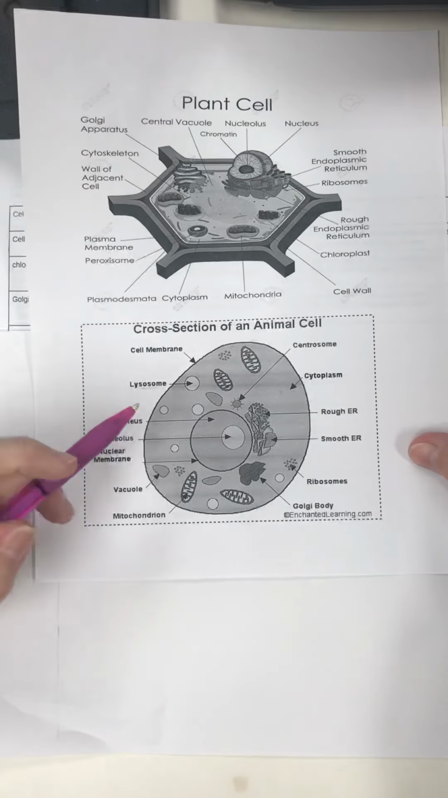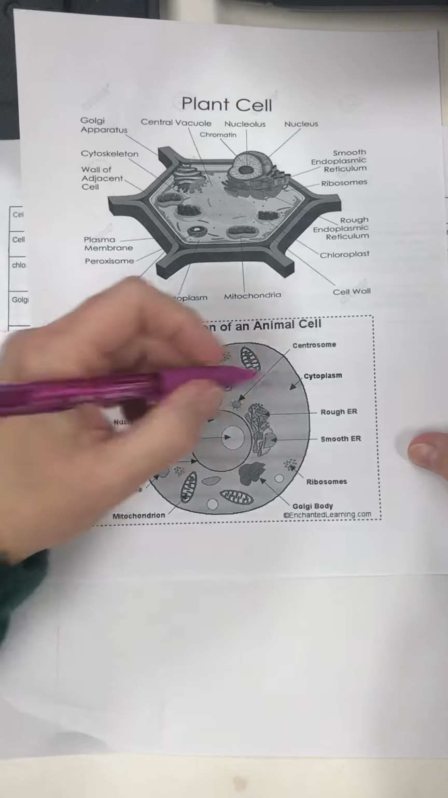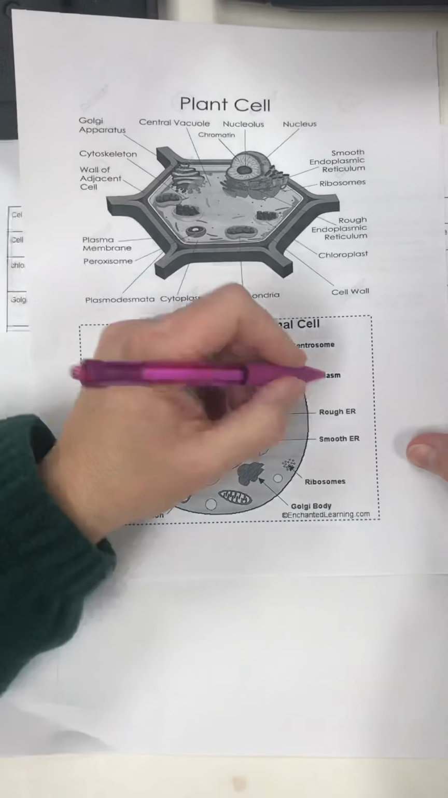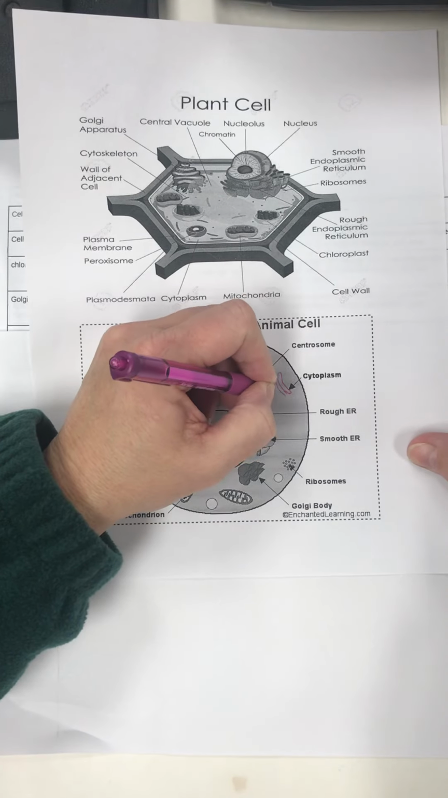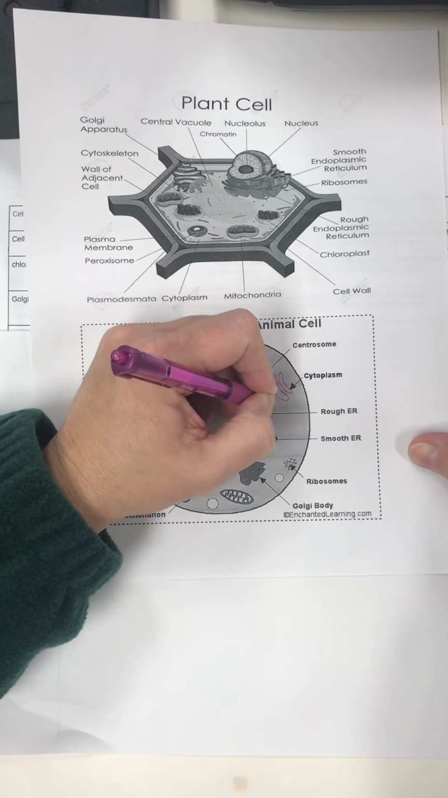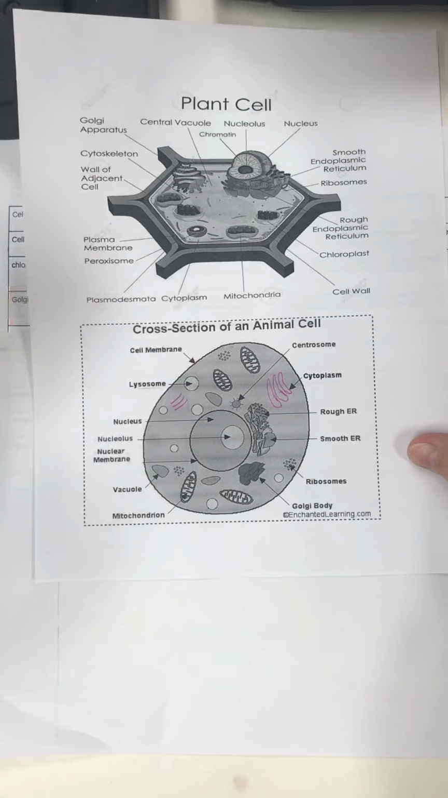In an animal cell, I don't even see a Golgi on this particular one. I have to draw one on. It would look something like this. I've even seen them look just like this, depending on who the artist is.